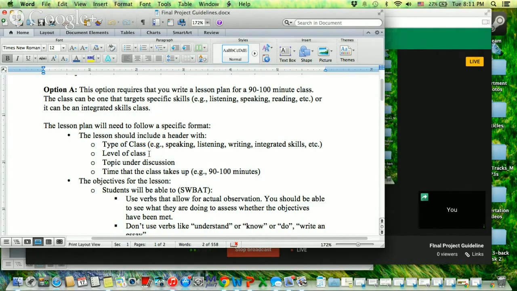Let me know more about the students too. So are they children? Are they adults? Are they adolescents? Things like that would be helpful. The topic under discussion. So what's the main focus for the lesson? And then the time that the class takes up. So this should be at the top left-hand corner of the paper, which should be 90 to 100 minutes.